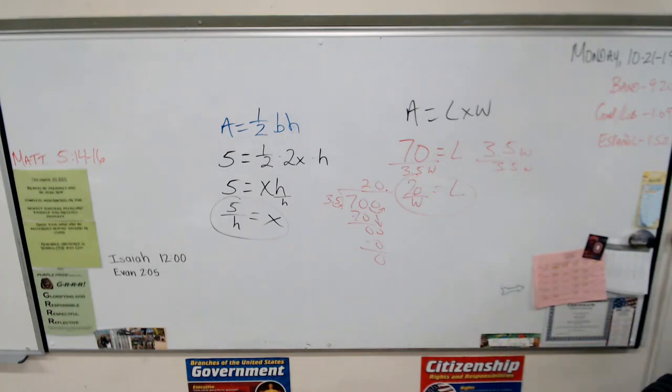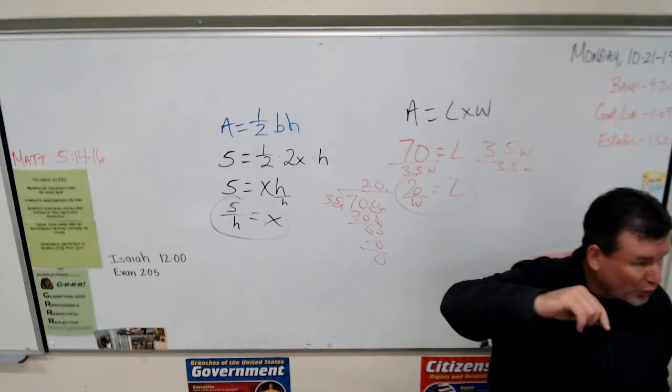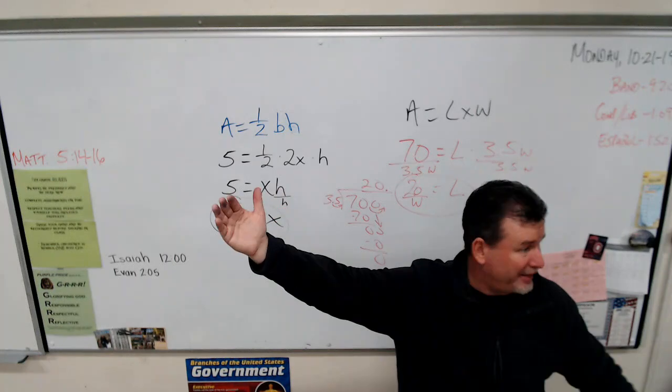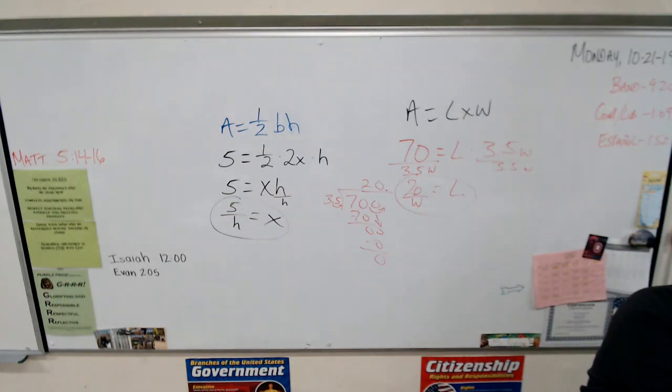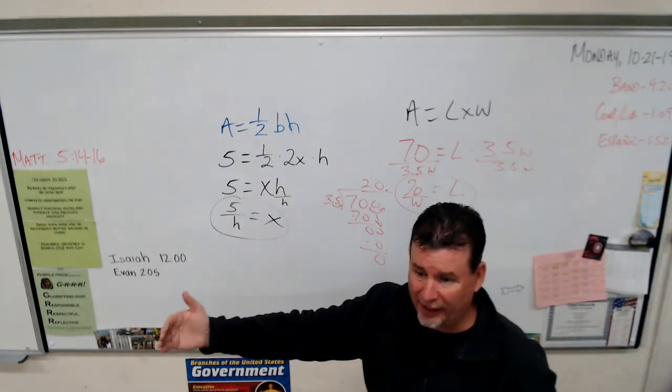So the base is 24. They didn't draw one of those lines, but what's the height, Noah? 15. We got to take 1/2 base times height.